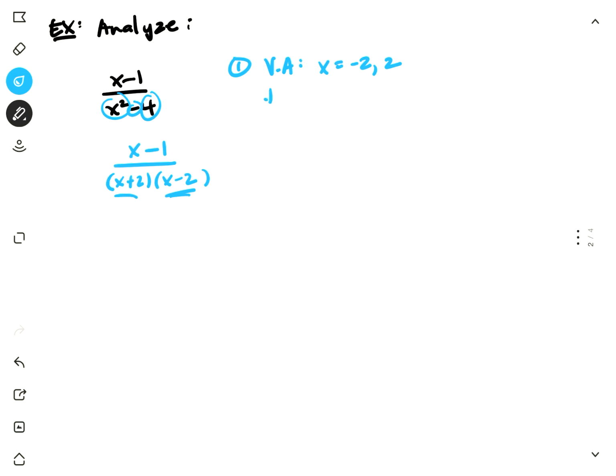The horizontal asymptotes, if we refer back to this one, the top degree is 1. The bottom degree is 2. So if the top is smaller than the bottom, we have a horizontal asymptote at y equals 0. Okay.